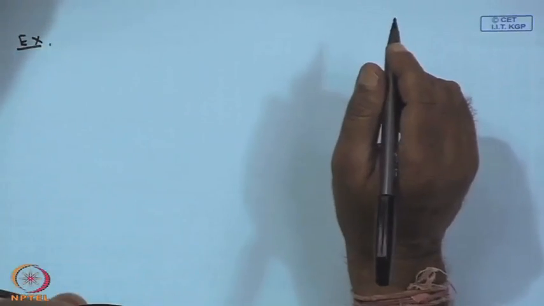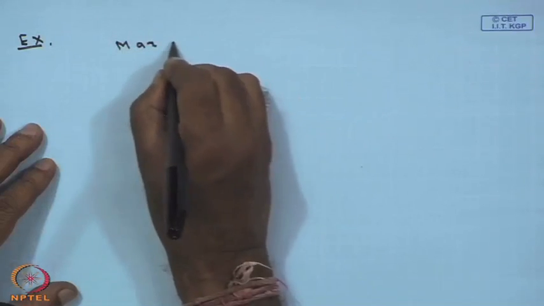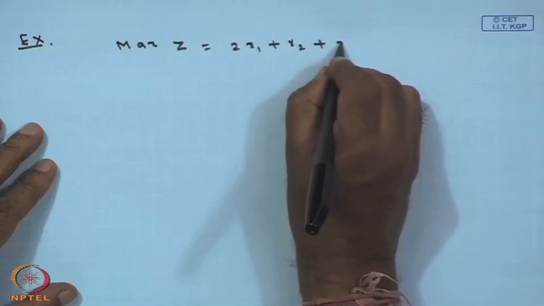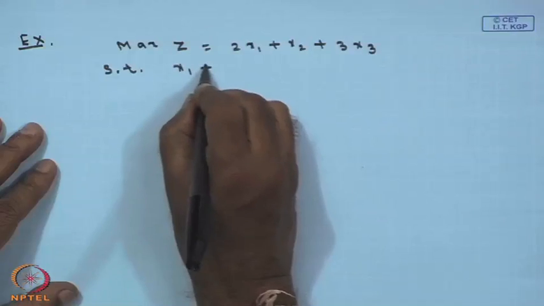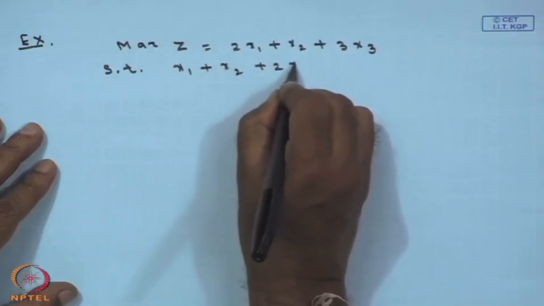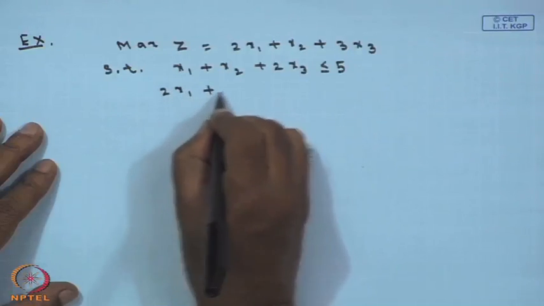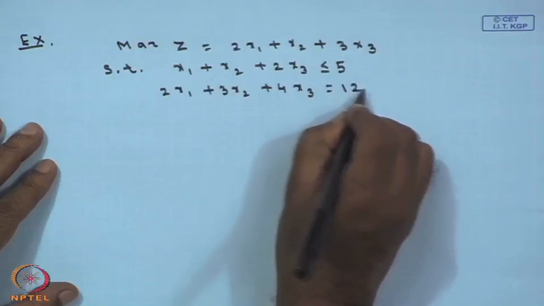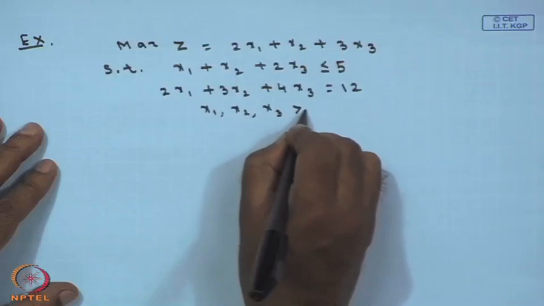Let us take the example. Maximize z equals 2 x 1 plus x 2 plus 3 x 3, subject to x 1 plus x 2 plus 2 x 3 less than or equal to 5, and 2 x 1 plus 3 x 2 plus 4 x 3 equals 12, with x 1, x 2, x 3 greater than or equal to 0.